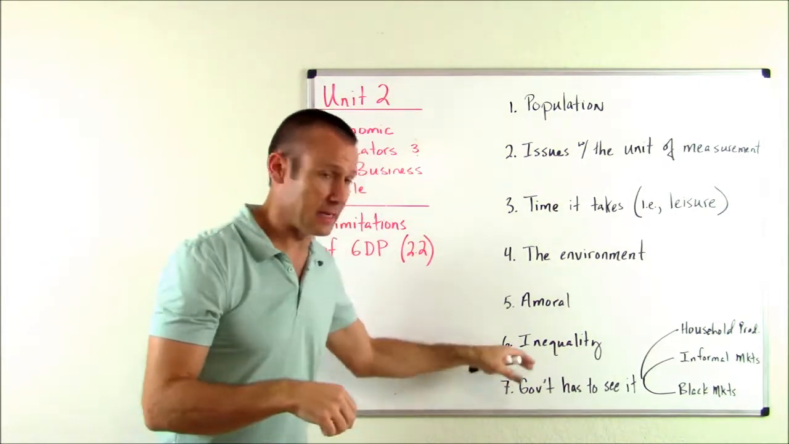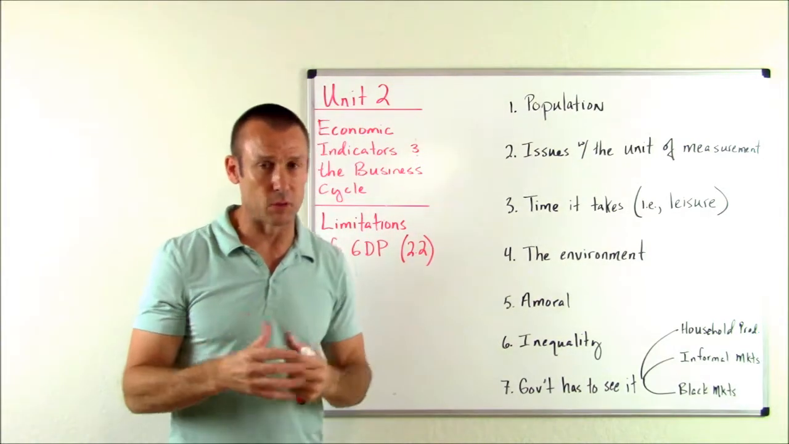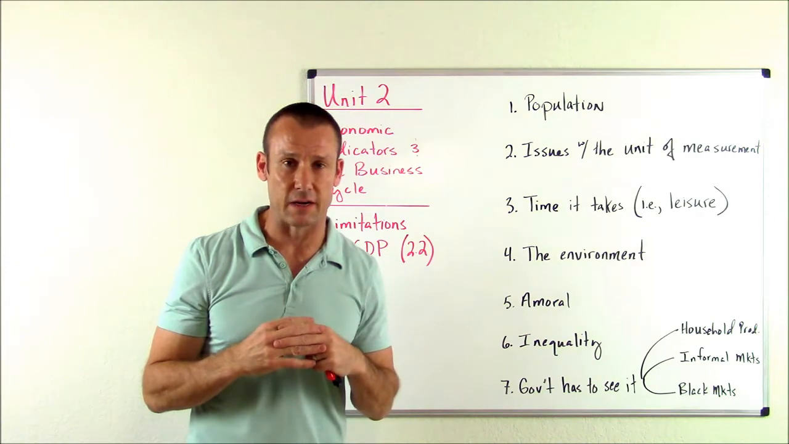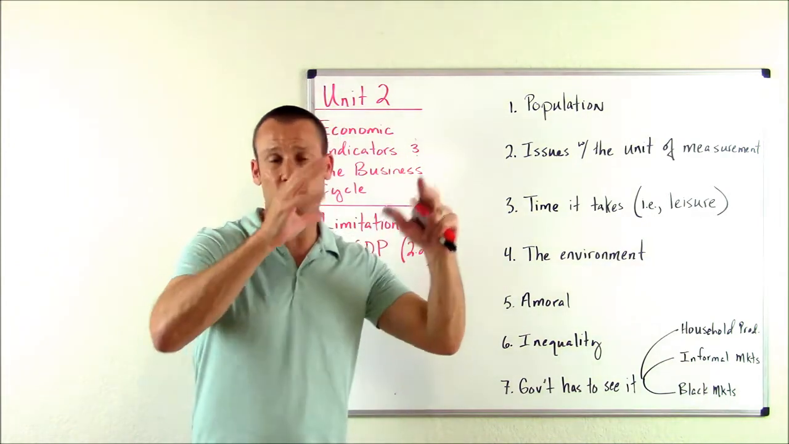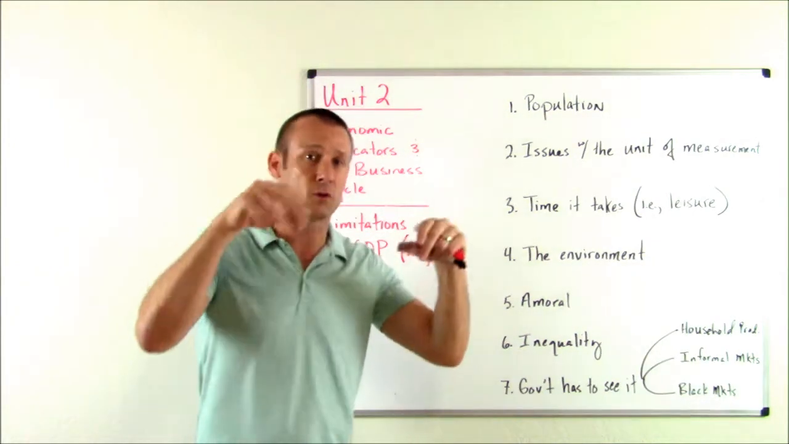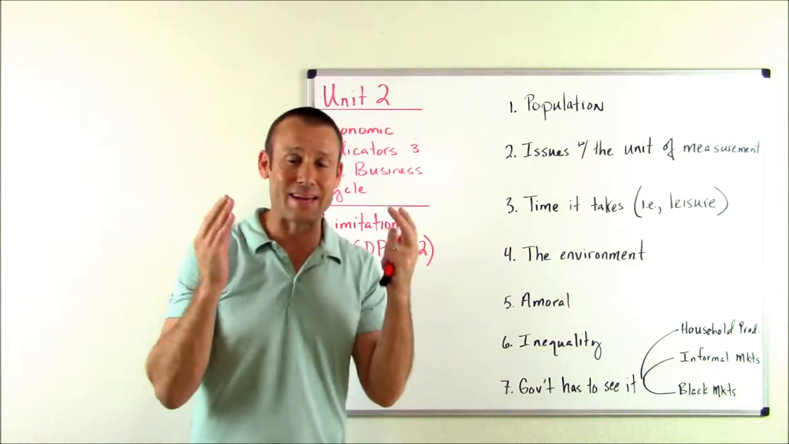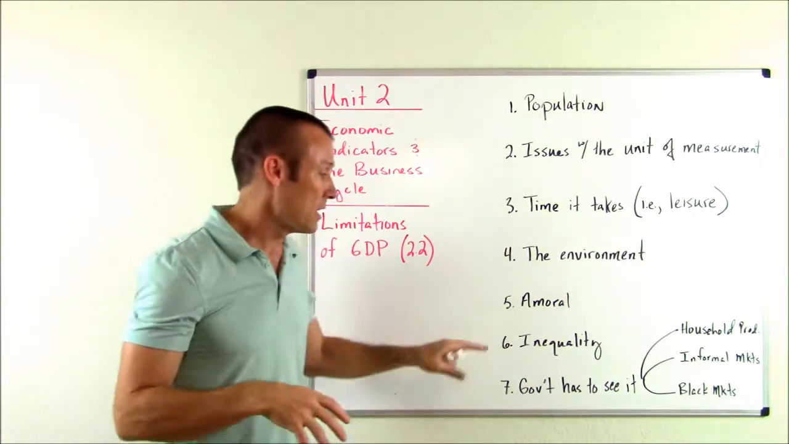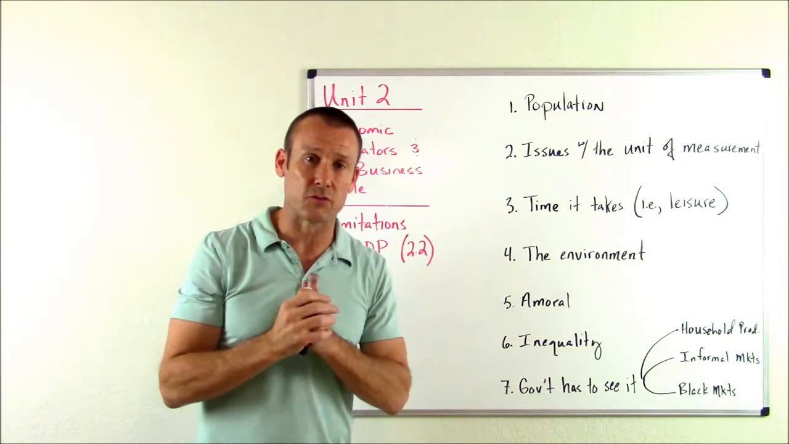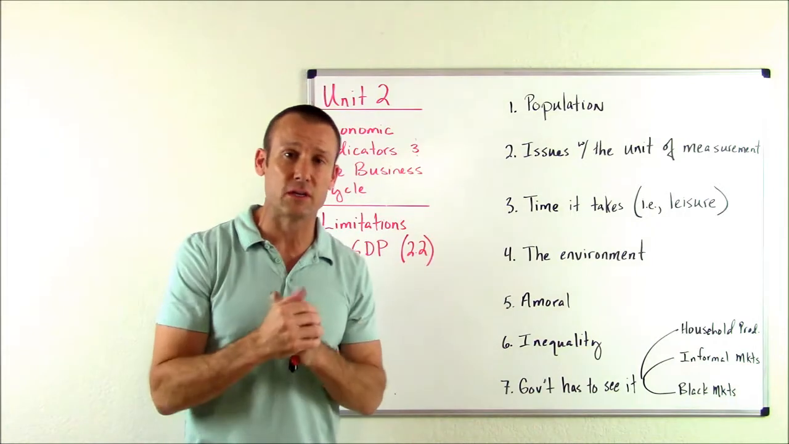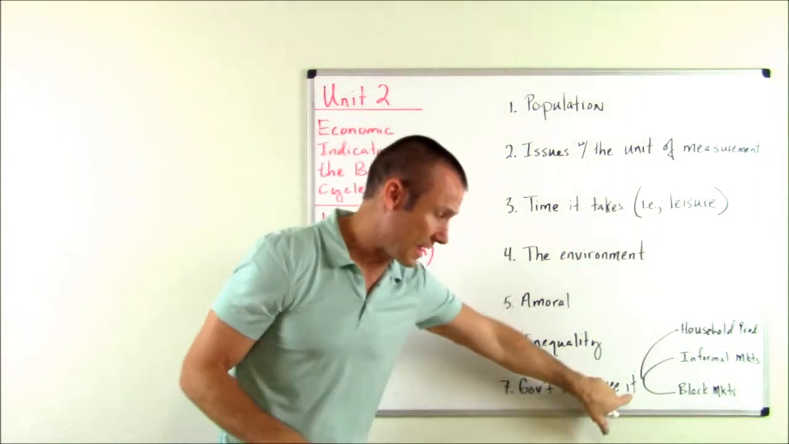Number 6, inequality, another really, really big one. GDP doesn't tell us anything about income inequality in a society. Guys, you could have GDP increasing, economists say, hey, look at all the more value, but you could have income inequality getting a lot worse. GDP doesn't say anything about income inequality, another huge weakness of GDP. And then finally, number 7, for it to be included in GDP, the government has to see it.